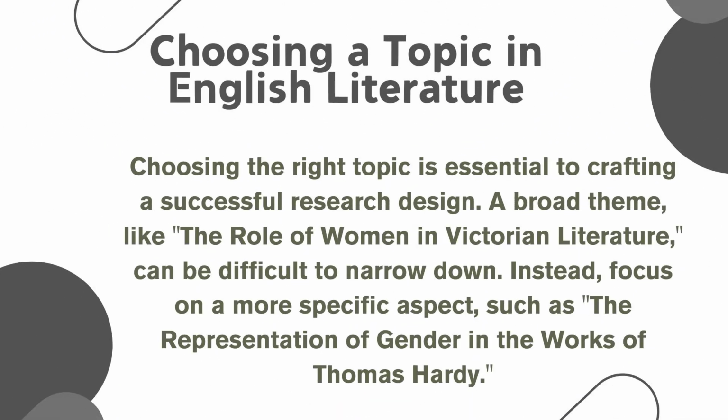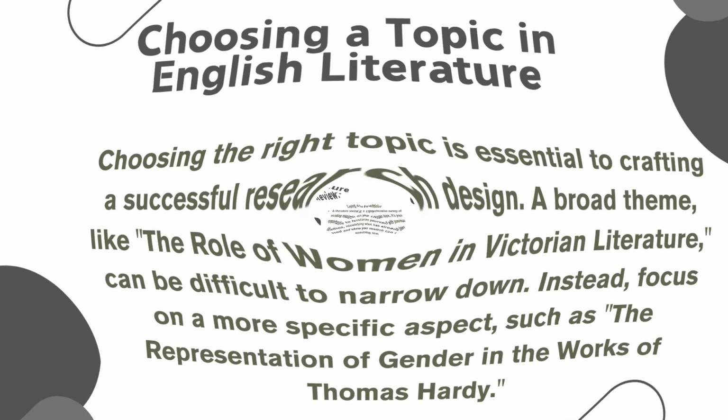Choosing a topic in English literature. Choosing the right topic is essential to crafting a successful research design. Broad themes like the role of women in Victorian literature can be difficult to narrow down. Instead, focus on a more specific aspect such as the representation of gender in the work of Thomas Hardy. Here are some tips for selecting the perfect topic. Focus on an author, period, or literary movement. Investigate a theme that interests you deeply, like love, morality, and power. Consider any gap in existing research or area that needs further exploration.